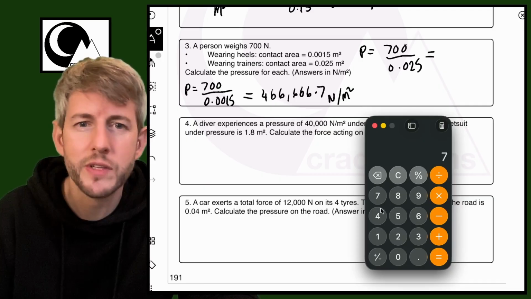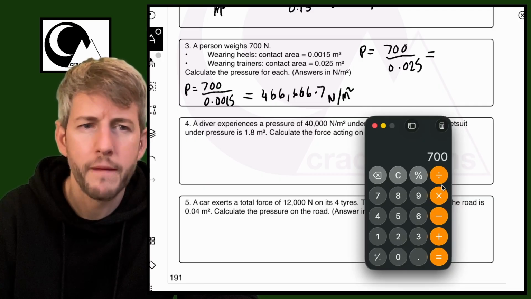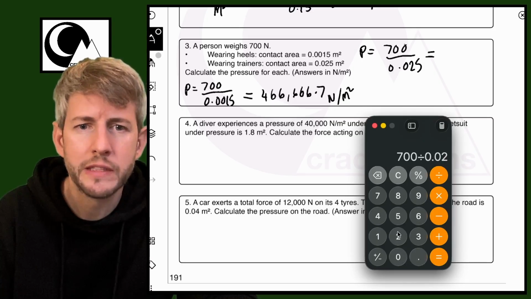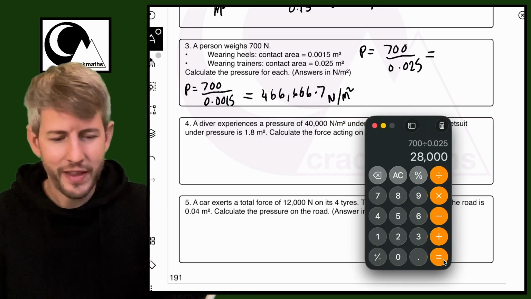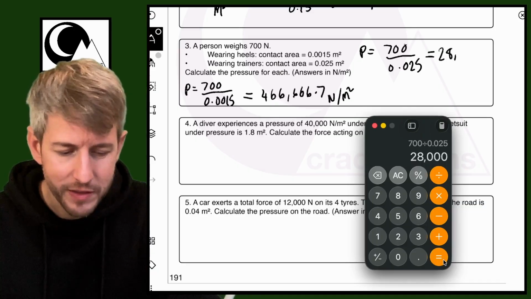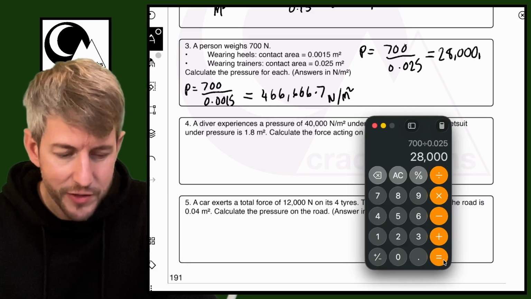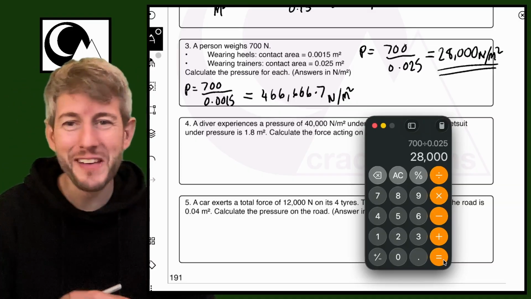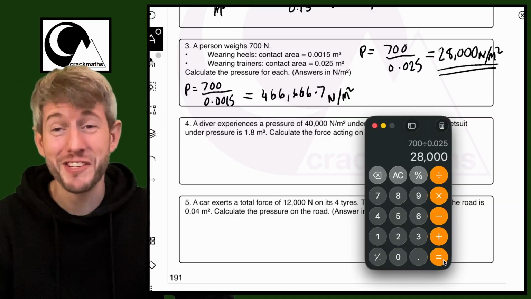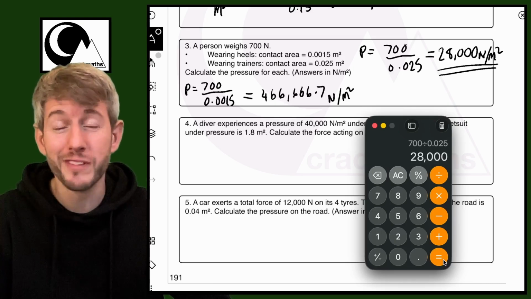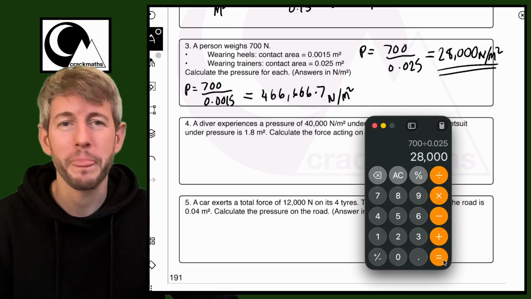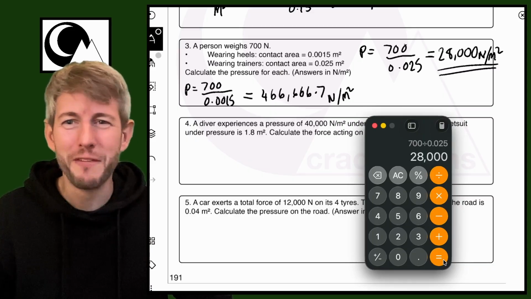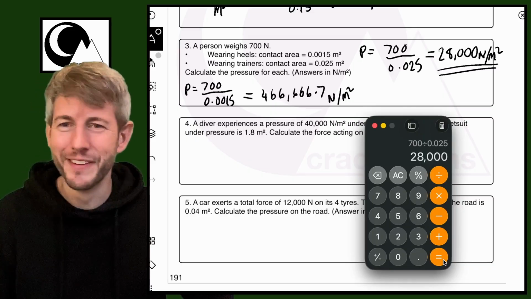And then let's have a look at this other one. 700 divided by 0.025, and there we go. That's 28,000, and that's newtons per meter squared as well. Wow, there's a big difference in the pressure on the ground from somebody wearing heels to somebody wearing trainers, which makes sense, because if someone steps on you in heels, it's a lot more painful than if someone steps on you in trainers.